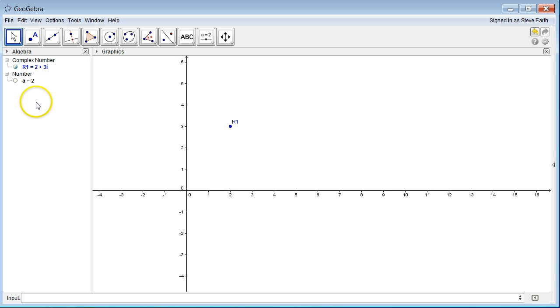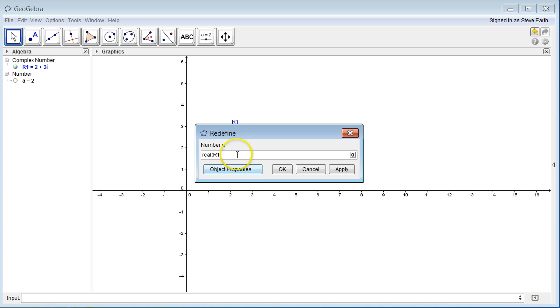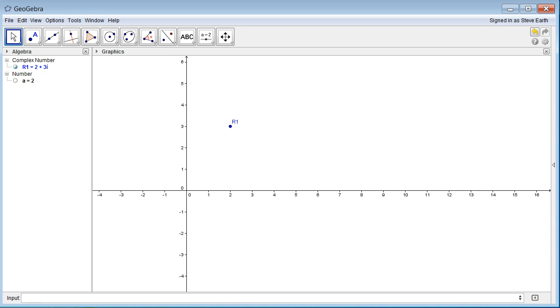Now if you want to see what I typed, or what you typed for that matter, you can double click it, and it tells you this is what I put. I put the real part of R1. So that's okay. Well, now let's do the same thing for b.